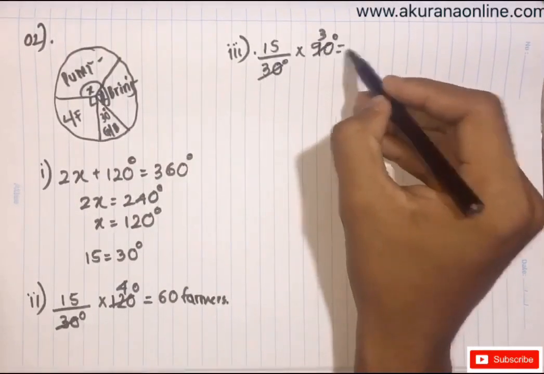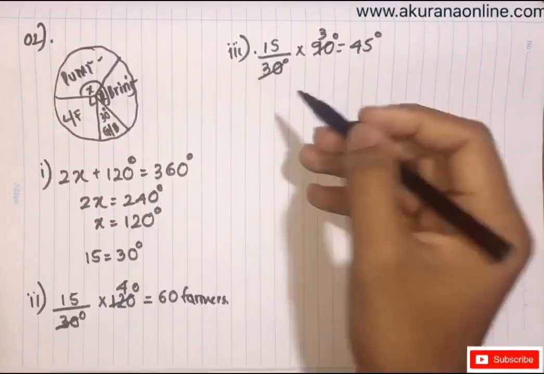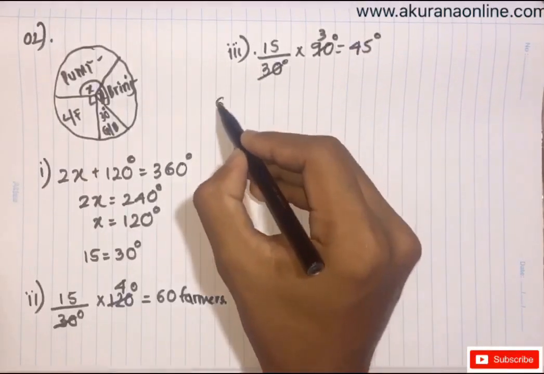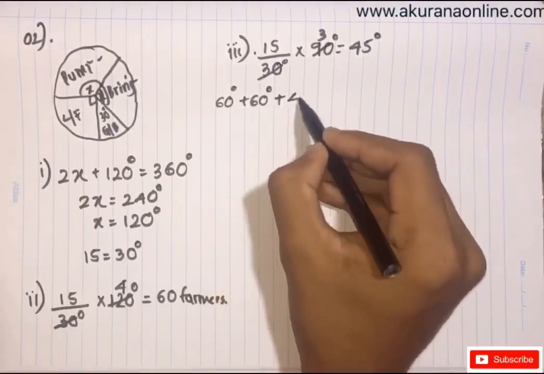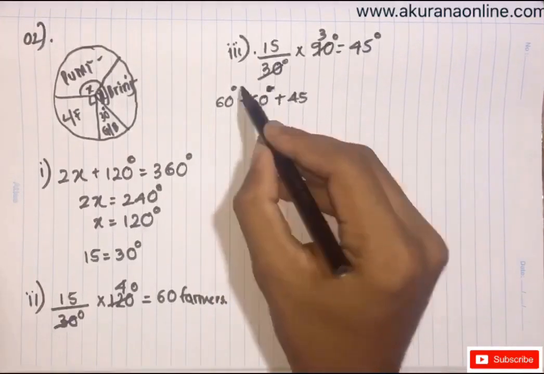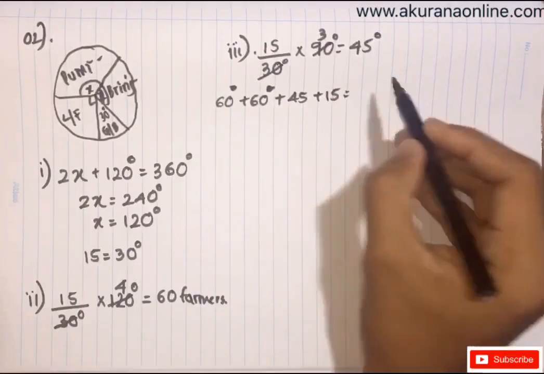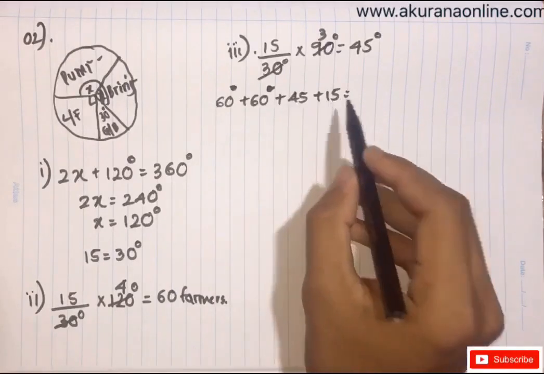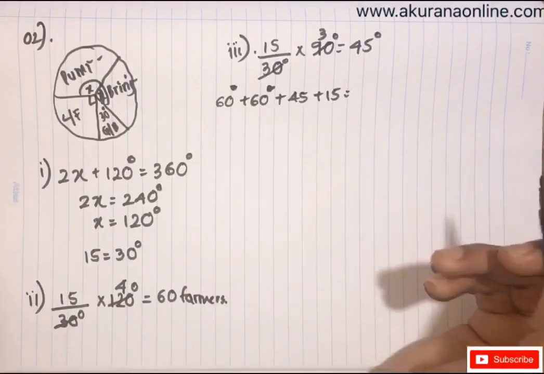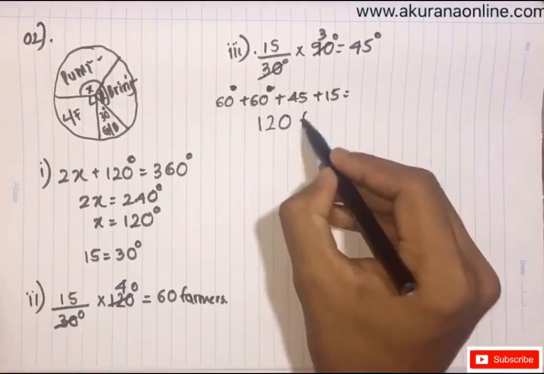Therefore 15 into 3 will give you 45. Therefore to find the total number of farmers, you have 60 plus 60 and 45 plus 15. What is the total? 60 plus 60 is 120, and 45 and 15 is equal to 60. Therefore 120 is the total, 120 farmers.